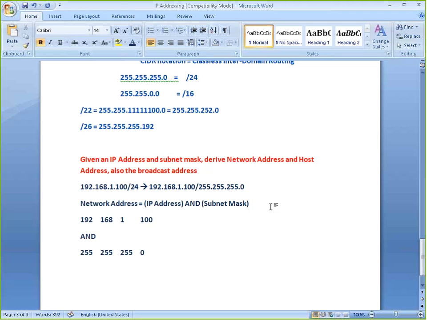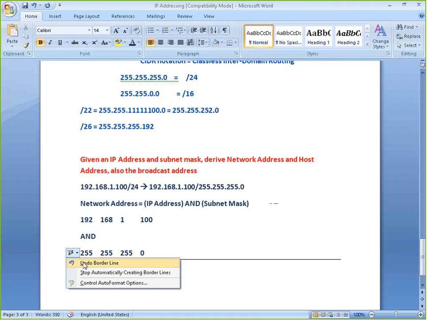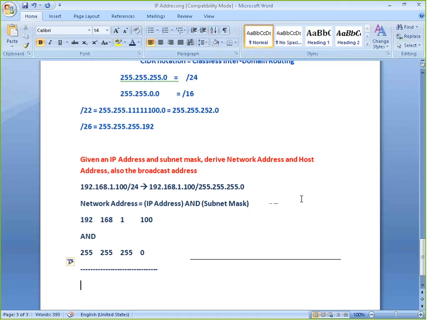Okay, talking about the AND logic, typically what we are talking about is anything you AND with 0, the resultant value that you're going to get is going to be 0. Okay, so that's the logic that we have here. Okay, so let's talk about that.